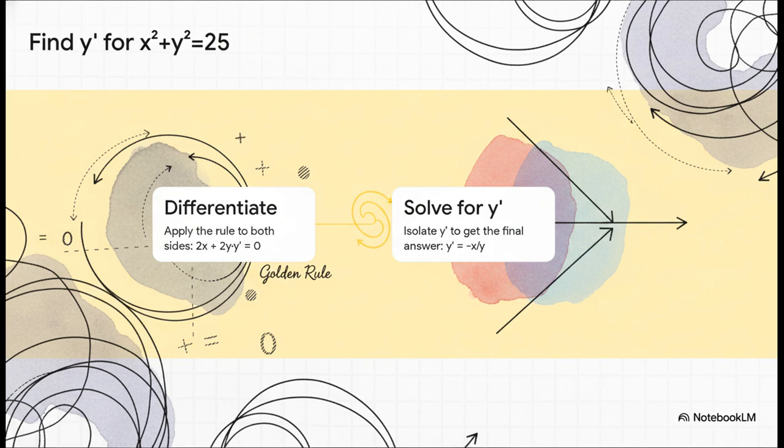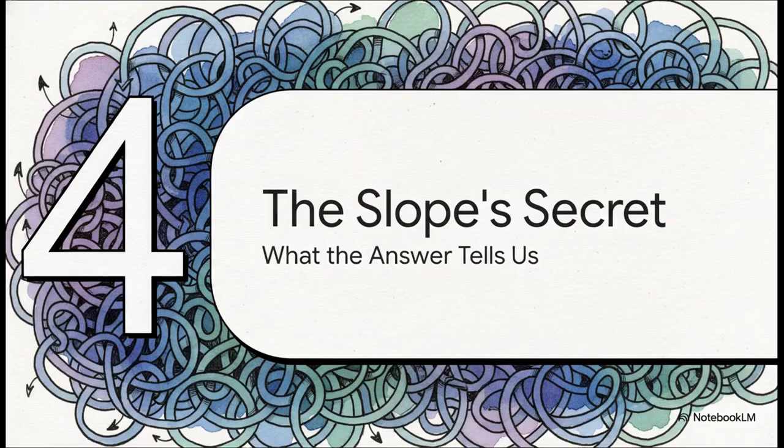So for step 2, we just need to do a little algebra to get that y prime all by itself. We'll subtract 2x from both sides, then divide everything by 2y. And there it is, our answer. The derivative, y prime, is equal to negative x divided by y. So we did all that math and got y prime equals negative x over y.